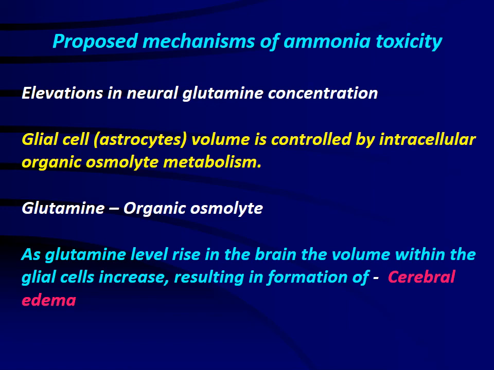Proposed mechanism of ammonia toxicity: elevation in neural glutamine concentration. Glial cell volume is controlled by intracellular organic osmolyte metabolism. Glutamine serves as an organic osmolyte. As glutamine levels rise in the brain, the volume within the glial cells increases, resulting in formation of cerebral edema.